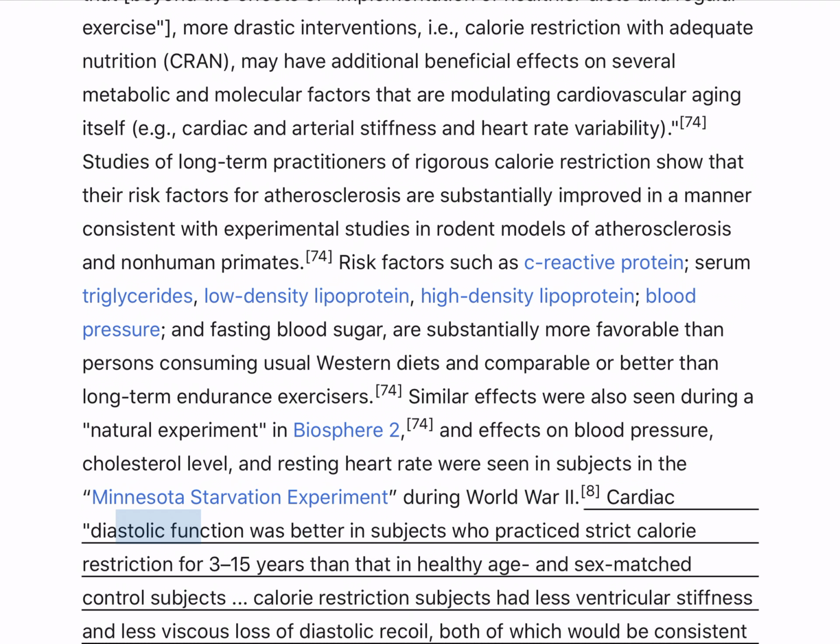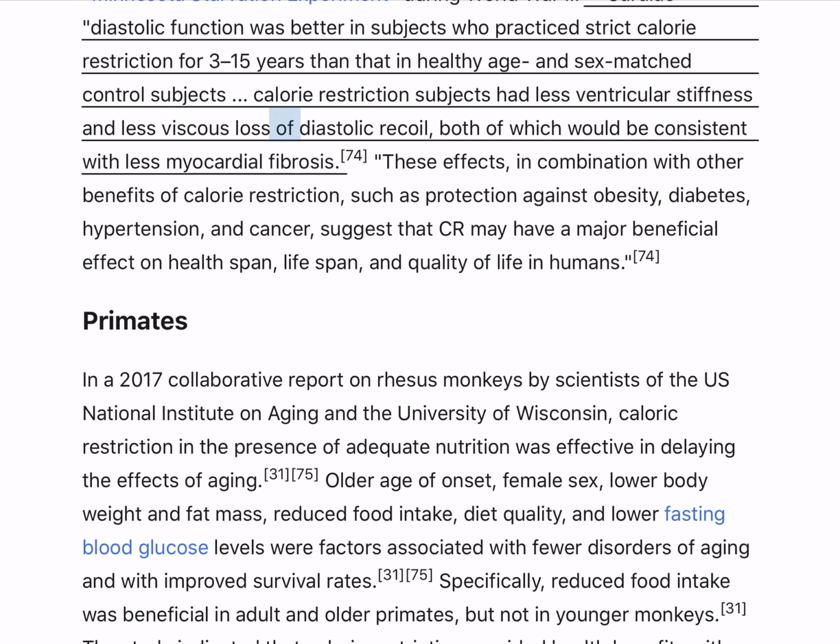Cardiac diastolic function was better in subjects who practiced strict calorie restriction for 3-15 years than in healthy age- and sex-matched control subjects. Calorie restriction subjects had less ventricular stiffness and less viscous loss of diastolic recoil, both of which would be consistent with less myocardial fibrosis.